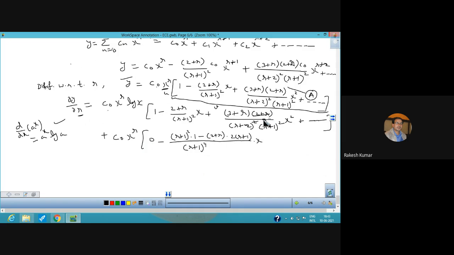And its derivative comes out to be, you can check it, I am writing its derivative directly, that is minus 2r square minus 11r minus 13, divided by (r plus 2) whole square into (r plus 1) whole cube into x square, and so on.